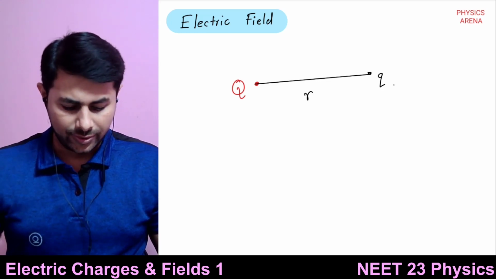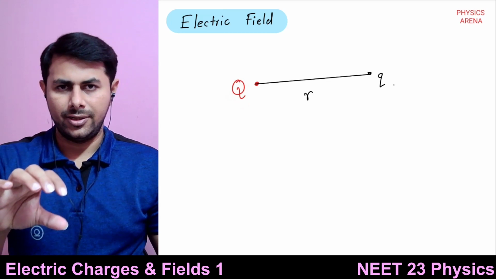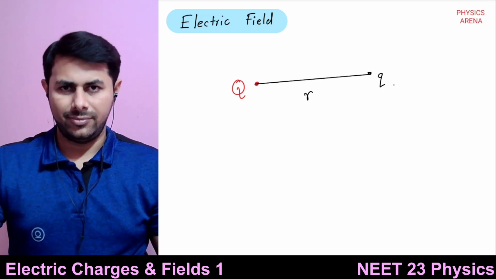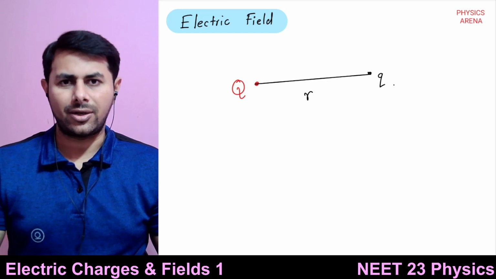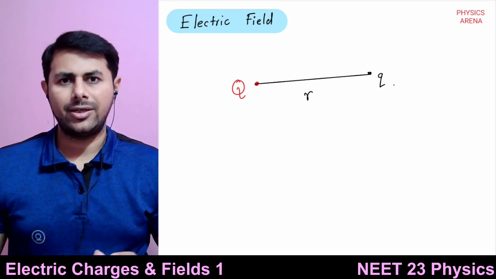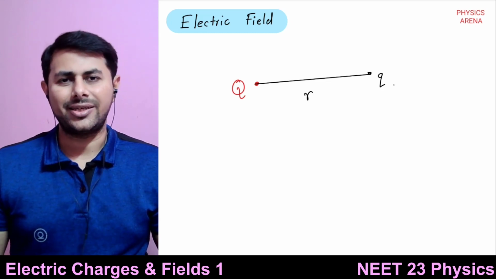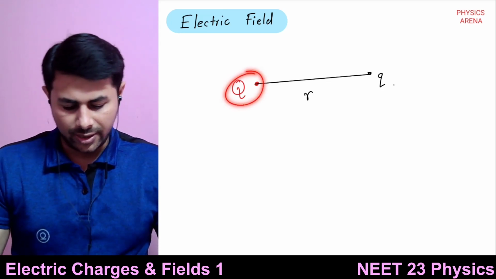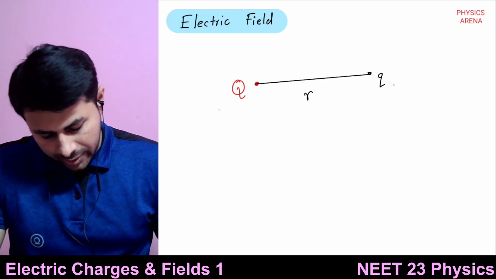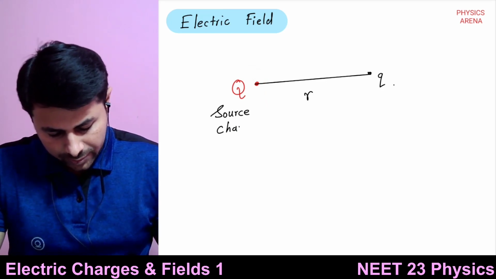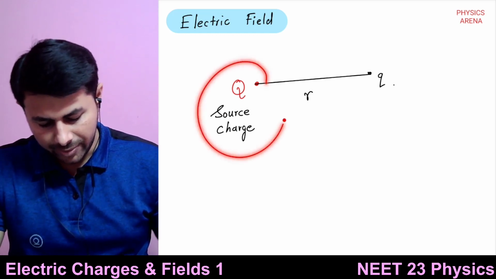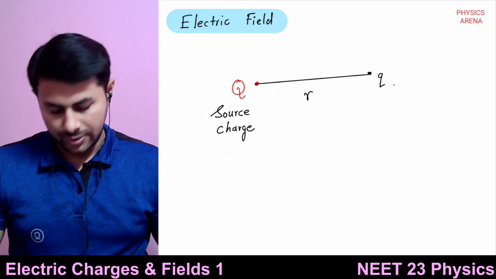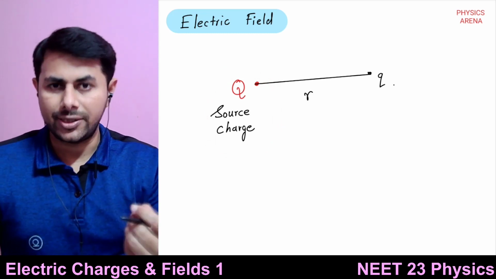So once there is some charge in some region in space, it produces its effect in the surrounding region, right? This effect is known as the electric field produced by this charge. And how do we measure that effect? This charge is known as the source charge. How do we measure the effect of the source charge in the surrounding region? So we bring some other charge, we call it a test charge.